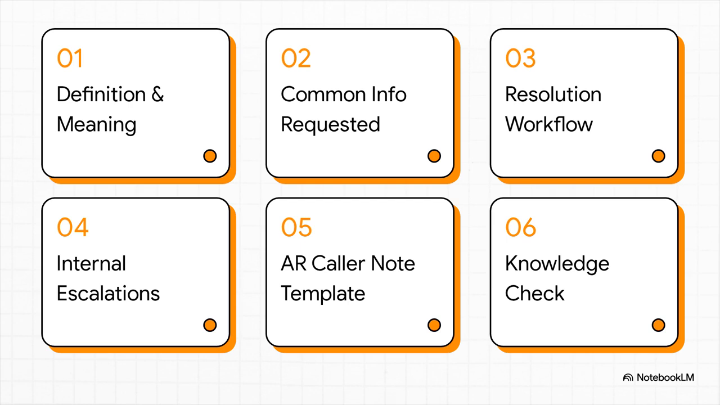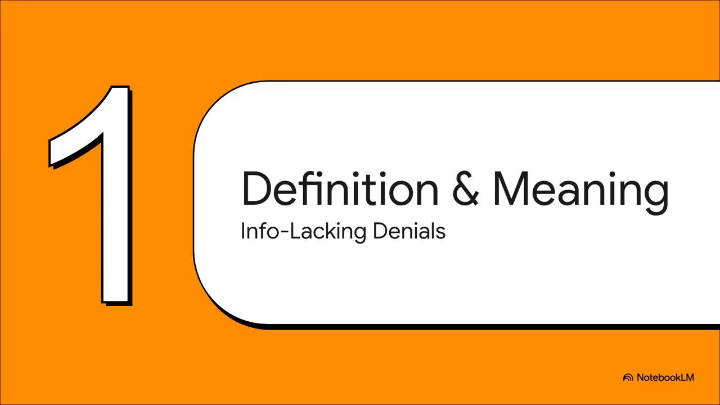We're covering the definition and meaning of information-lacking denials, the common types of information requested, our step-by-step resolution workflow and decision tree, internal escalation and post-call actions, a standard AR caller note template, and we'll wrap up with a quick knowledge check. All right, let's jump right into Section 1, Definition and Meaning of Information-Lacking Denials.